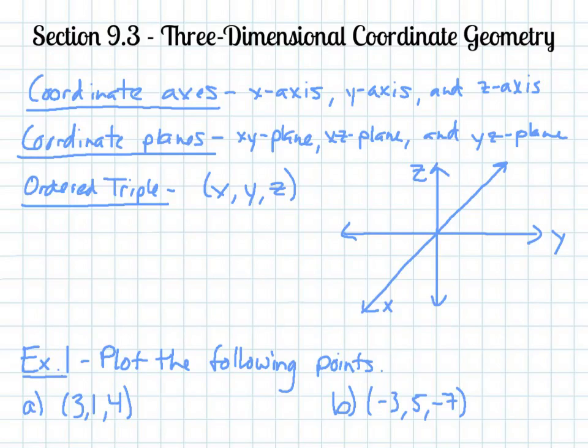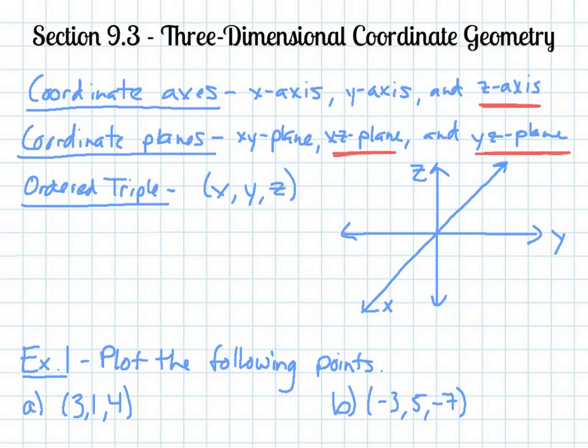Today's lesson, section 9.3, we're talking about three-dimensional coordinate geometry. So now we have new things that we add to our 2D world to make it 3D. We have a new axis called the z-axis. We have two new planes. So with your xy plane, you also have the xz plane and the yz plane.